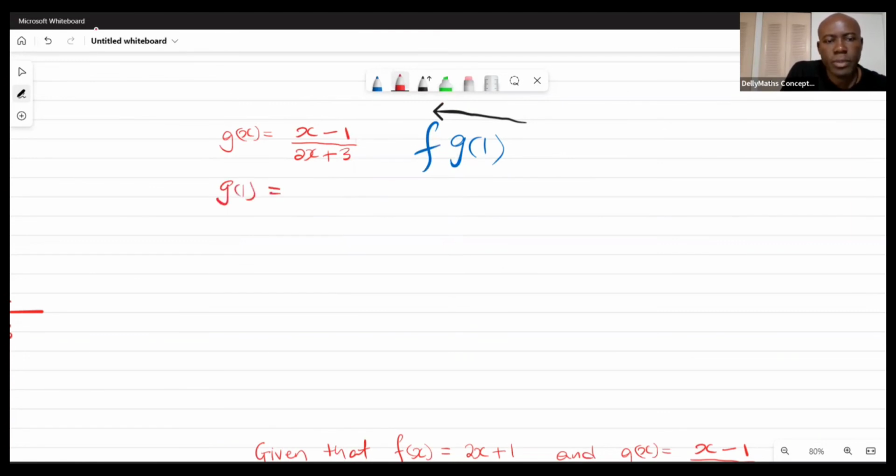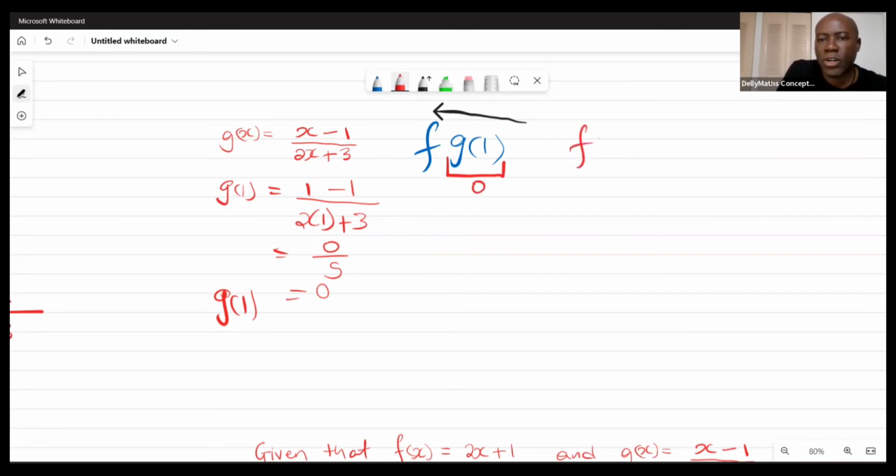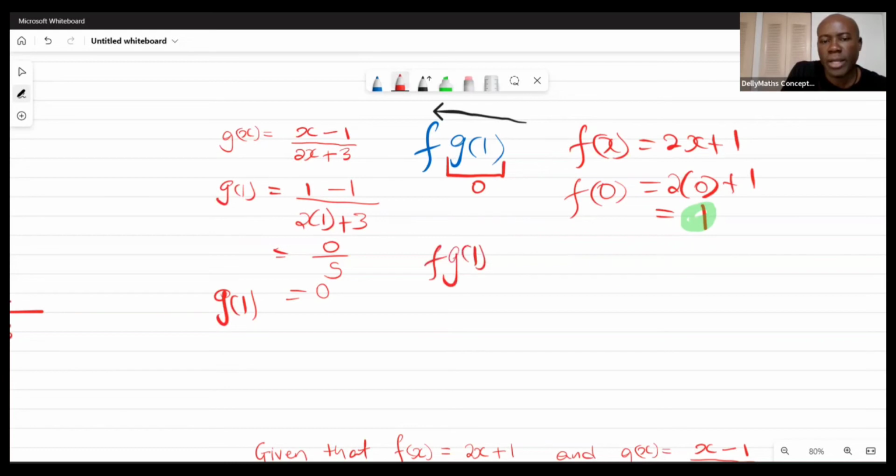G of 1 is going to equal 1 minus 1 over 2 times 1 plus 3. And that is going to give me 0 over 5, which is 0. So g of 1 is 0. So because g of 1 is 0, 0 is going to be for this here. So basically, in the f function that says f of x is equal to 2x plus 1, I'm going to now put in 0 in the f function. 2 times 0 plus 1, and that's going to give me 1. So definitely you're seeing that we got back 1 for the final answer because f of g of 1 is 1.